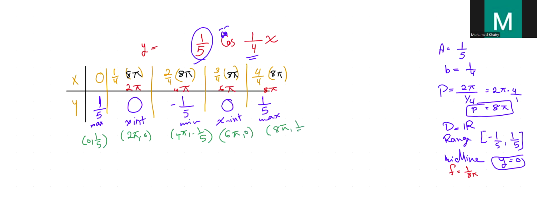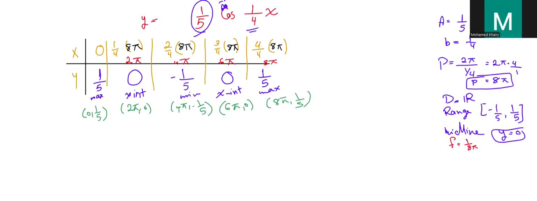How we are going to create the table? Like this way. Sorry, I just want to move a little bit down because I need the space.